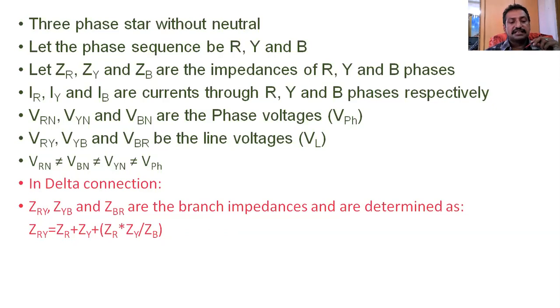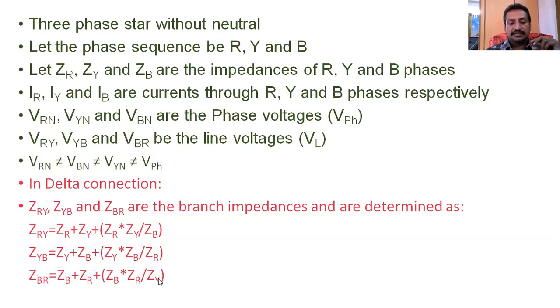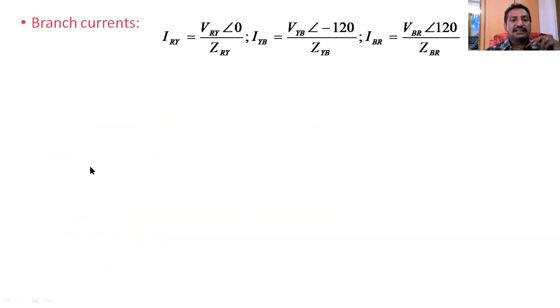There I discussed what the ZRY value is. Then ZYB is equal to ZY plus ZB plus ZY ZB by ZR. Similarly, ZBR is equal to ZB plus ZR plus ZB ZR by ZY. So these magnitudes are evaluated in delta. We converted into delta. Then we want to calculate the currents in delta.